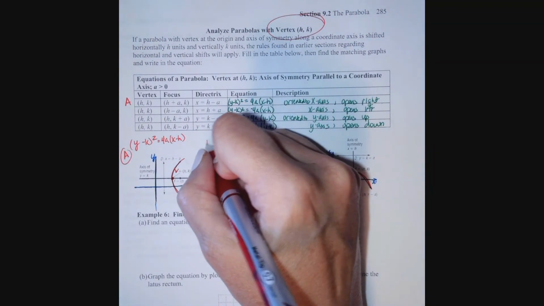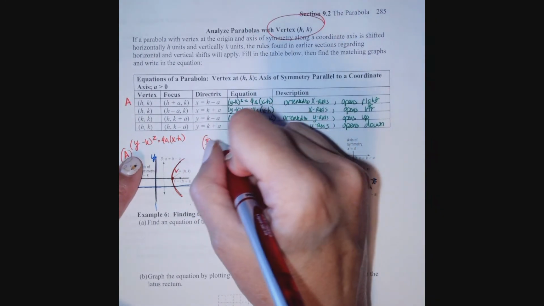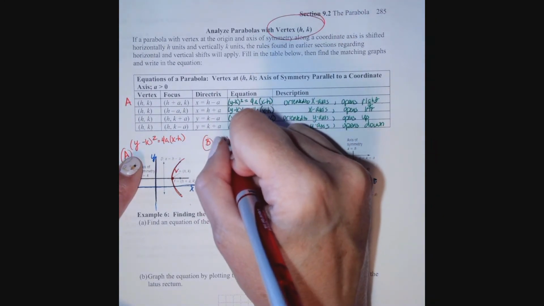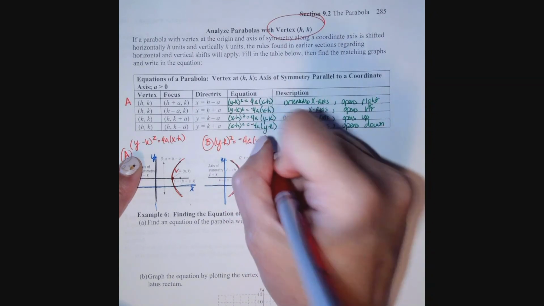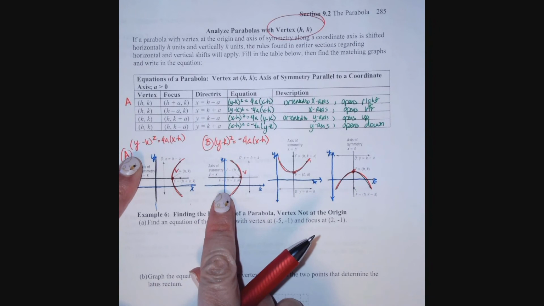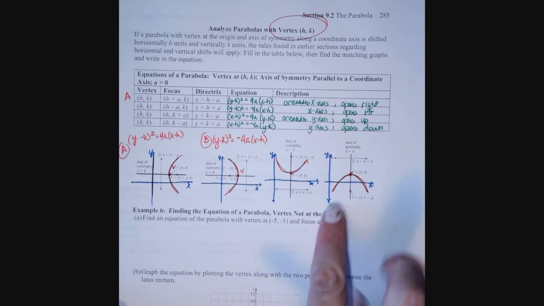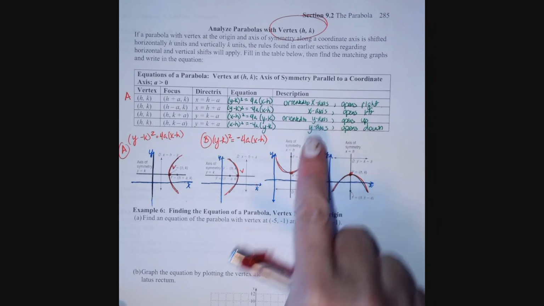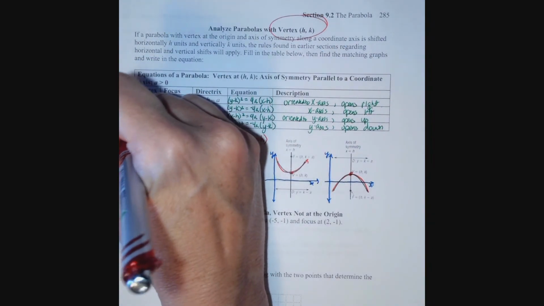Then B is my parabola that is open to the left. It's still a y minus k squared, but this time it's a negative 4a times x minus h, because that flips it over, opens it back to the left. For these two, open up and down, they are oriented on the y-axis, which means I have an x squared, not a y squared. So we've got A, B, C, and D.